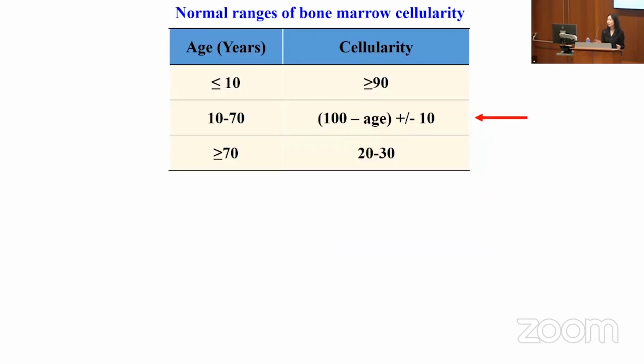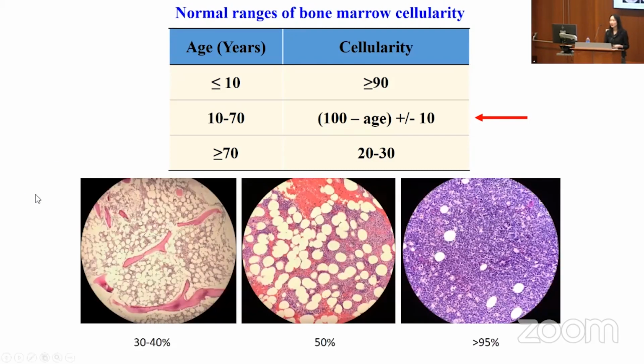Normal ranges for bone marrow cellularity, this is just a general rule of thumb, are about 100 minus the age. So when you look at a bone marrow at low power, this is around 30 to 40%. And we're looking at the cells, the purple, versus these bubbles, which are the fat cells, the adipose tissue. So this is about 30, 40%. This is 50%. This is very high at over 95%, and that actually has a leukemia in it, which is why it's so highly cellular.